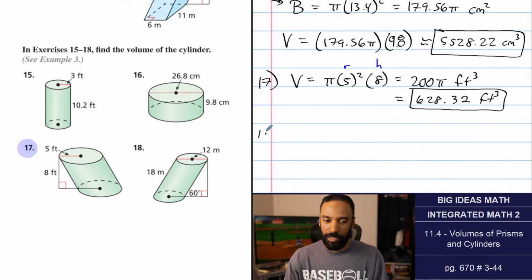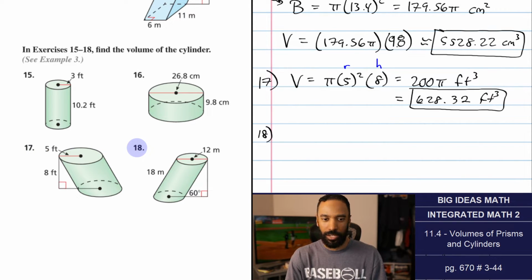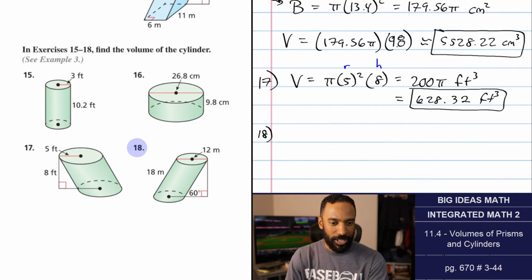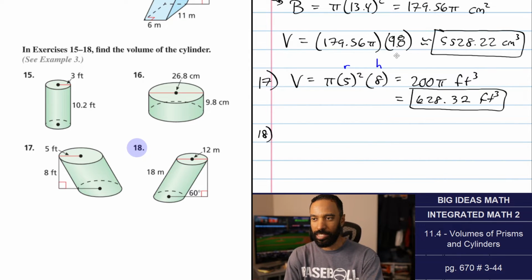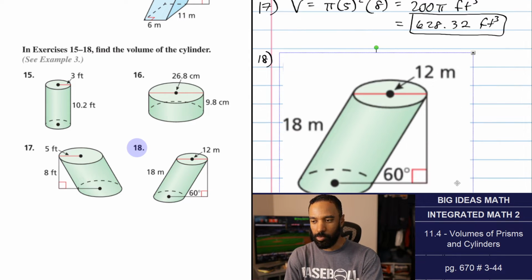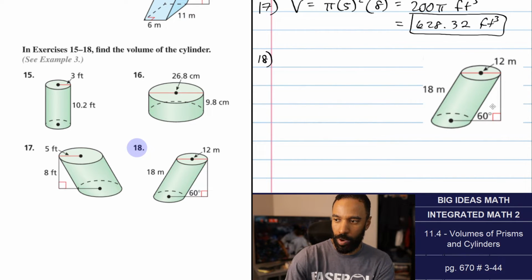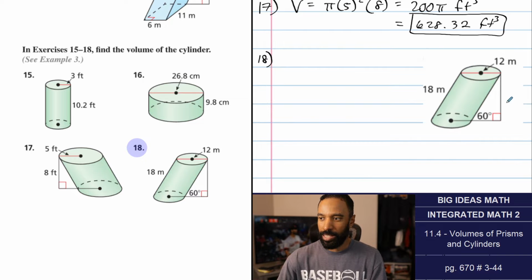And then number 18, you do have to first identify your radius by dividing 12 by 2. Now, notice they show you that 18 as well, but 18 is not the height. 18 is a form of, maybe not the official term, but a form of a slant height. But it's not the height of your prism. It's not the perpendicular distance between your two bases, your circles. That's why they're giving you that 60-degree angle measure as well, though. They need you to come up with what this actual height over here is. So we'll get into that in a moment.